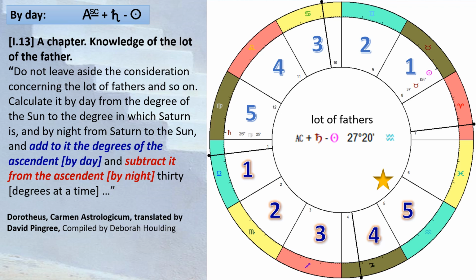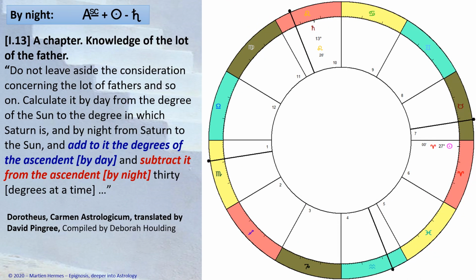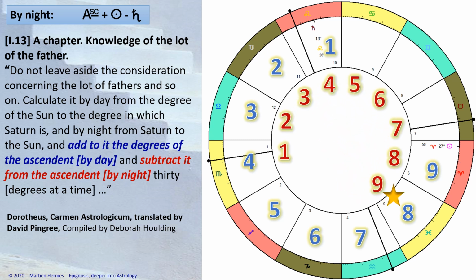So pretty straightforward. Let's have a look at the lot of the Father in a night chart, and when we reverse the formula we get the Ascendant plus the Sun minus Saturn. So now we have to count the images between Saturn and the Sun in this chart. So that's like this. There we see that there are 9 images between these two planets, and the instruction says that we subtract it from the Ascendant by night, which is by 30 degrees at a time. So when we do that we get this. So the lot of the Father should be in Pisces. But when we calculate we see that the lot of the Father is not in Pisces but is in the Crab. So what is going on here?